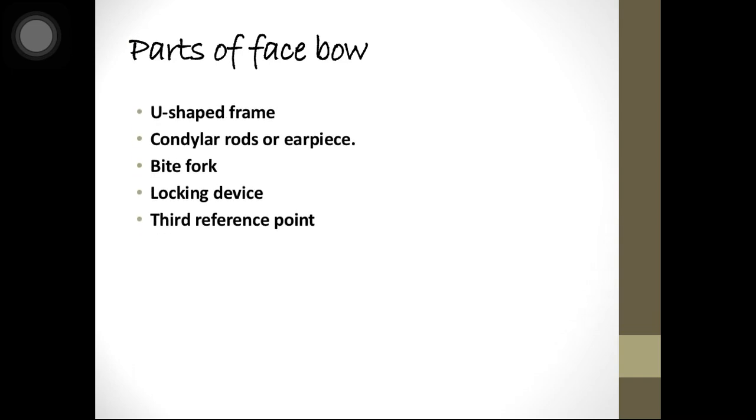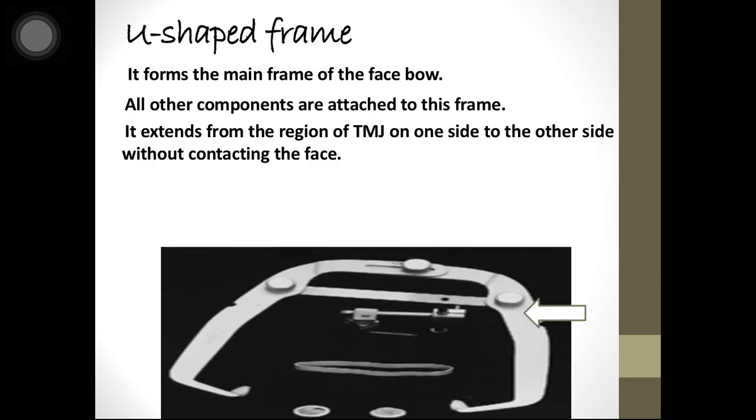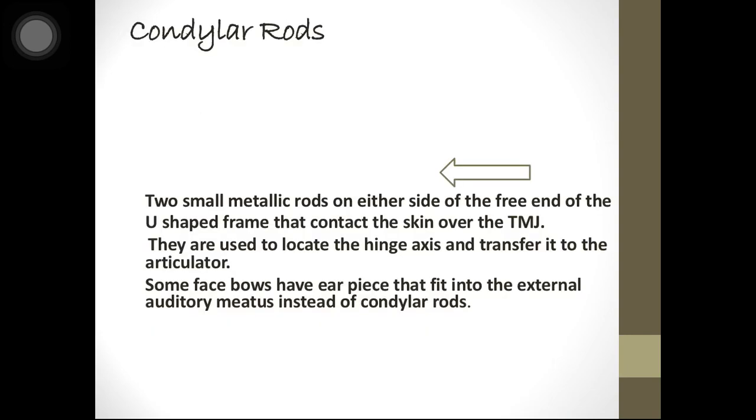We have different parts of face bow which include a U-shaped frame, condylar rods or earpieces, bite fork, locking devices, and third reference points. The U-shaped frame is the main frame of the face bow and all other components are attached to this frame. This is the largest part. It extends from the region of one TMJ to the other TMJ.